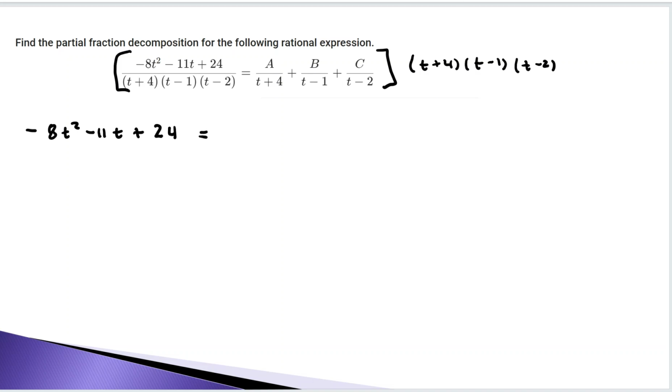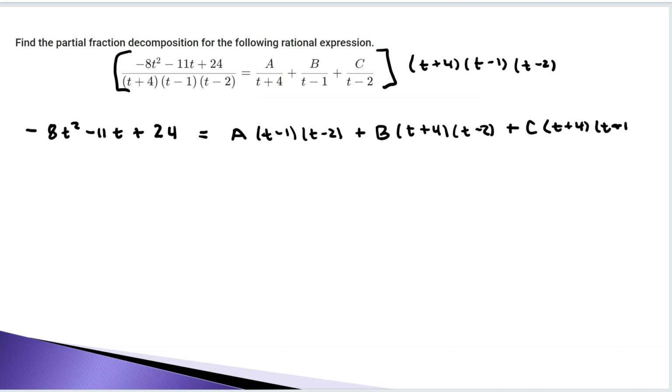And on the left side, when I multiply by the a over t plus 4, the t plus 4s will cancel. So that gives me an a times t minus 1 times t minus 2. And for the b's, the t minus 1 cancels, so that leaves a t plus 4 times a t minus 2. And on the c, the t minus 2 cancels, so that leaves me with a t plus 4, t minus 1. So there's no difference at this point.